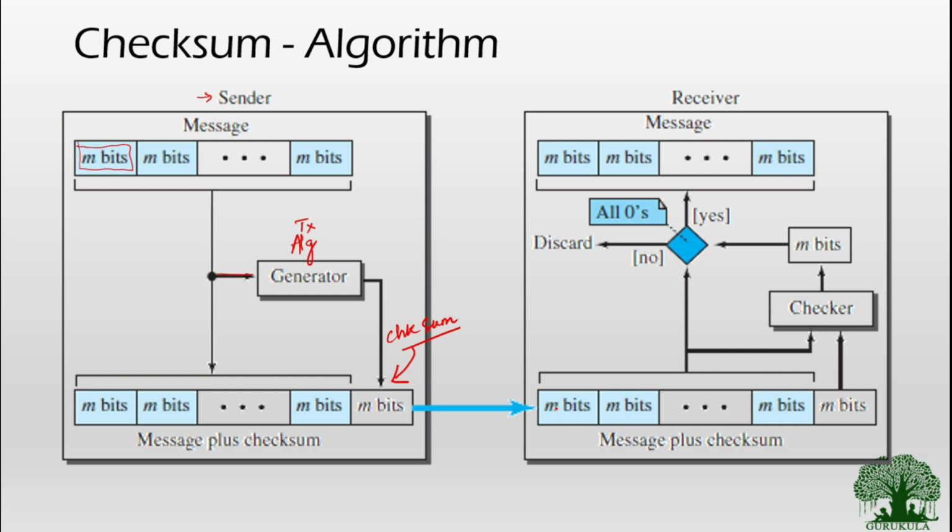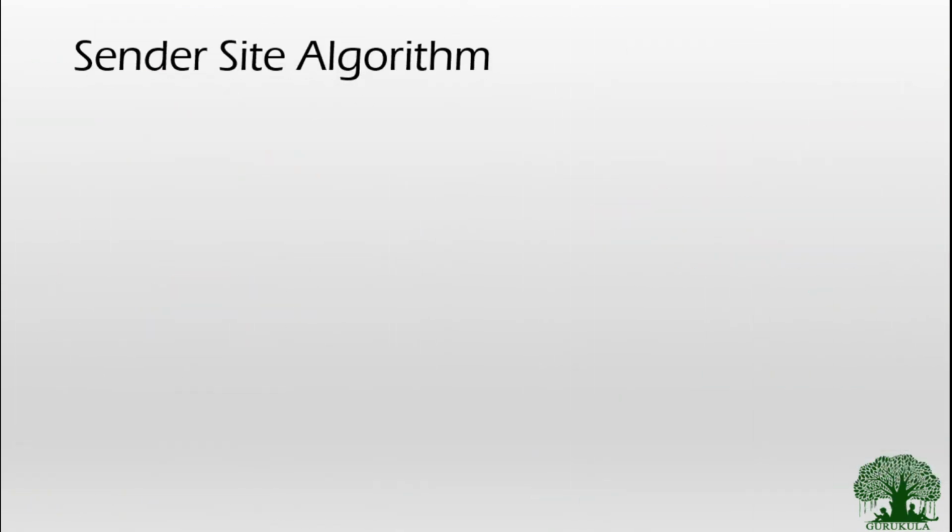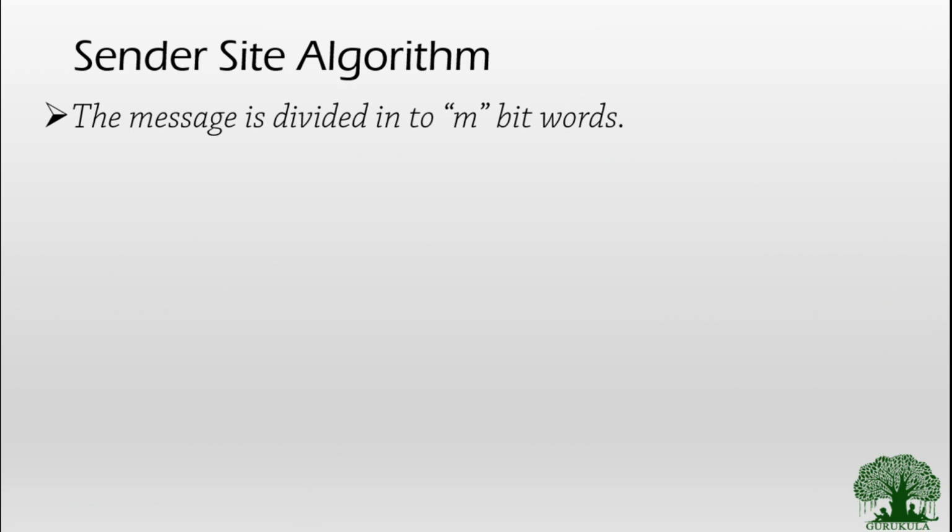At the receiver side, both the data bits and the checksum will be fed to the checker. So this is what my data bits are, and this is what my checksum is. Both are sent to the checker. My checker will extract only the m bits of information present in the checksum, and then check if it is all 0. If it is all 0, then the data is accepted. If it is not all 0, or if any non-zero values occur, then it identifies that there is an error. We will see the various steps in the transmitter algorithm as well as the receiving algorithm, in step-by-step fashion. At the sender side, initially the message is divided into m-bit words.